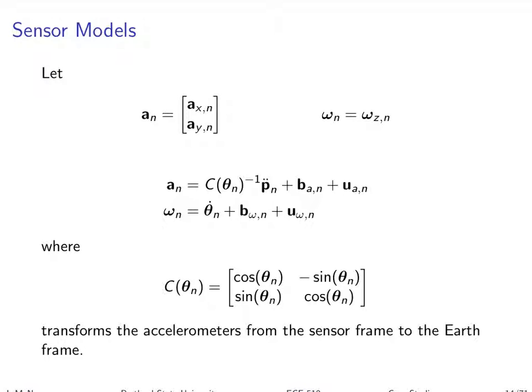Are those vectors? The A's are vectors, as I've defined here, and omega in this case is a scalar. And in the theta dot and the bias? Theta is a scalar. Theta dot is a scalar, this bias is a scalar, that bias is a vector, this noise is a vector. This is two-dimensional, this is one-dimensional. Okay.